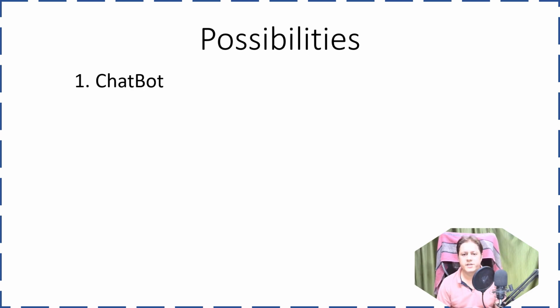What ChatGPT can do, these are the possibilities. It is a chatbot, which means it can talk like a human. It can reply to your questions, and it has a vast knowledge base up to September 2021. It has limited knowledge after that, but up to that period it has lots of knowledge. You can ask in any area and it will respond to you.